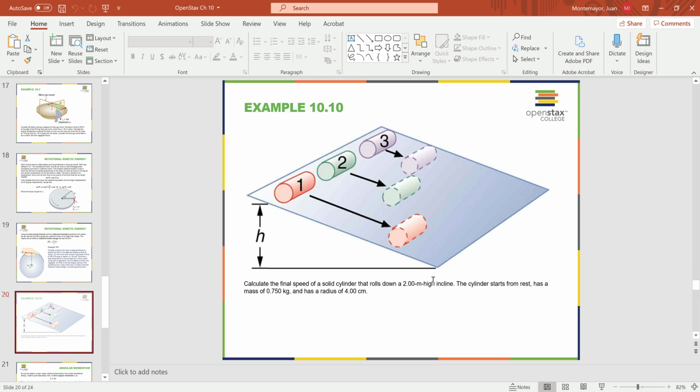So another example, calculate the final speed of a solid cylinder that rolls down a 2 meter high incline. The cylinder starts from rest, has a mass of 0.75 kilograms, and a radius of 4 centimeters.